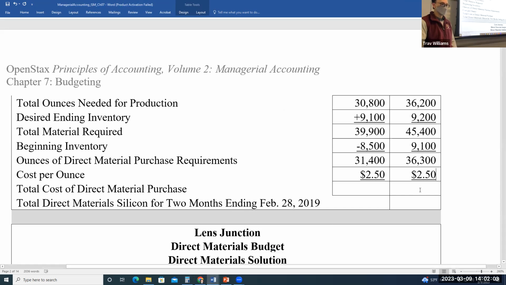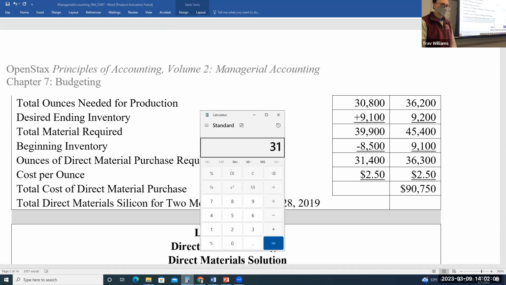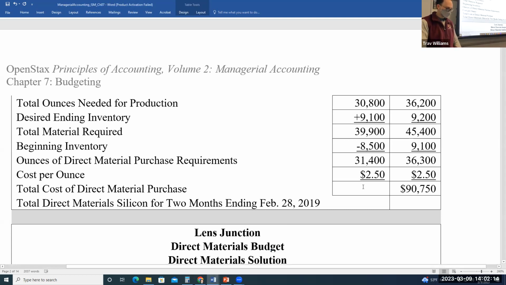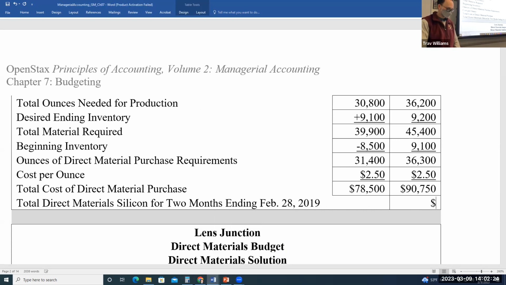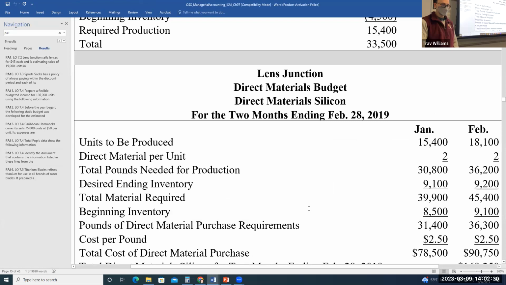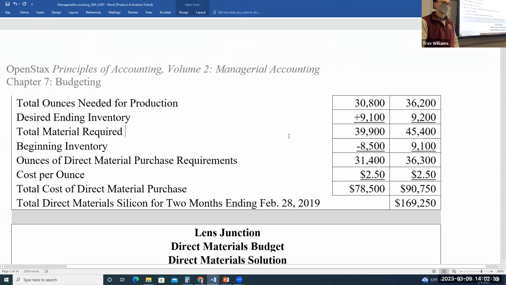So we get 90,750 for February. 78,500 for January. And we can add those together. 169,250. Okay. Tedious, but hopefully it makes sense. Any questions on this first materials budget?